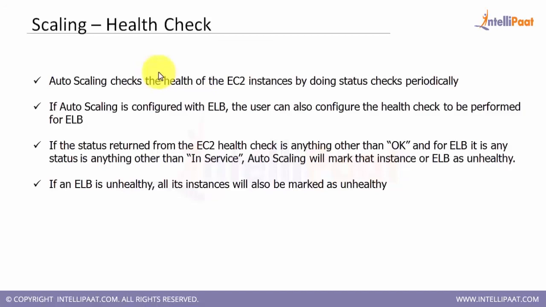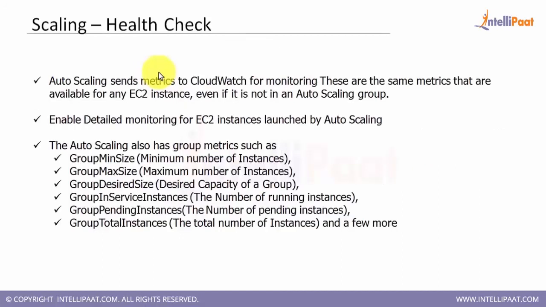Now, when it's registered, the status of the EC2 instance with the ELB would be in service. Due to any reason, if it's out of service, auto scaling would mark that instance unhealthy and terminate it. If an ELB is unhealthy, all instances will also be marked as unhealthy.